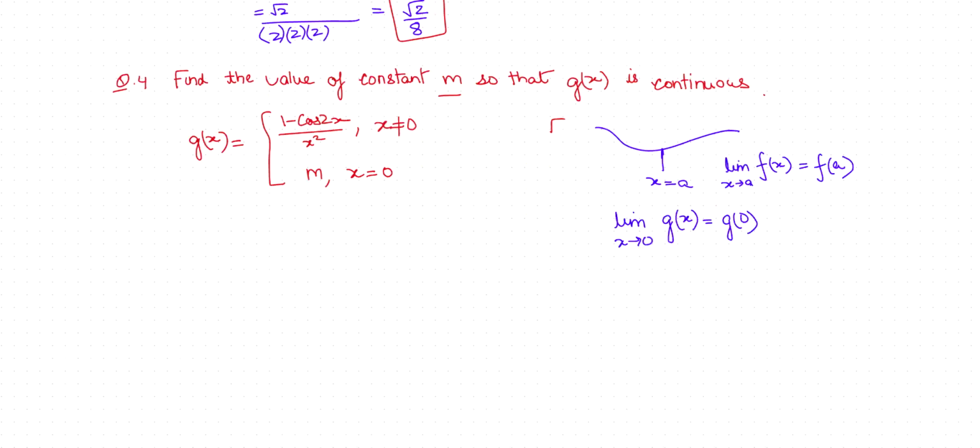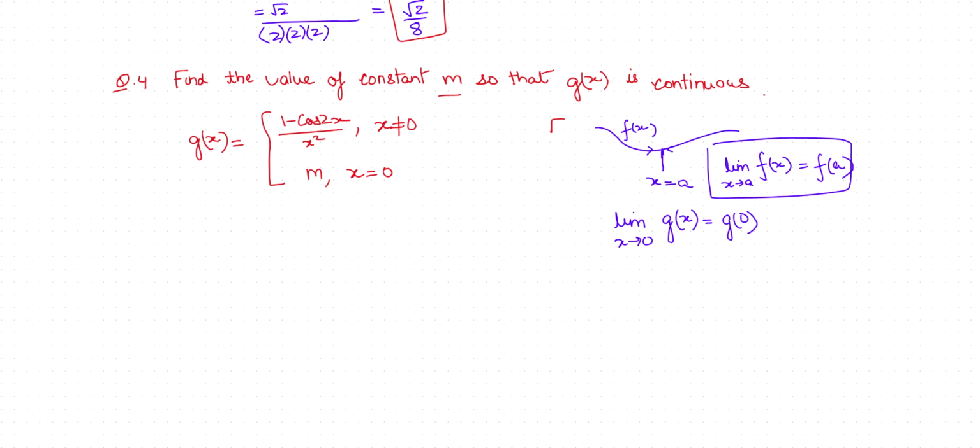So any function f(x) is continuous at x equal to a when the limit of f(x) is the same as the value of the function at a. Basically, we do not have to lift the pen for this. So in this question, when x tends to 0, where a is 0 here, the limit of g(x) is the same as g(0).